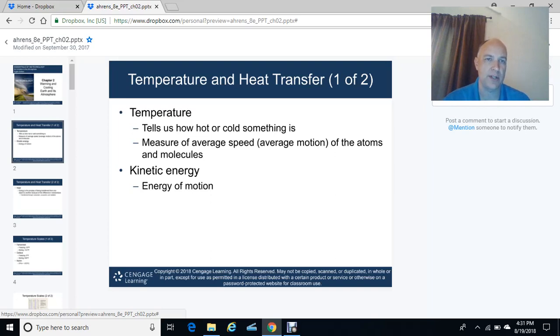So it's the average speed or average motion of atoms and molecules. That's what temperature is. Now, when we talk about average speed, we also have to mention kinetic energy. Kinetic energy, simply put, is the energy of motion. When something's in motion, that particular substance or object possesses kinetic energy.